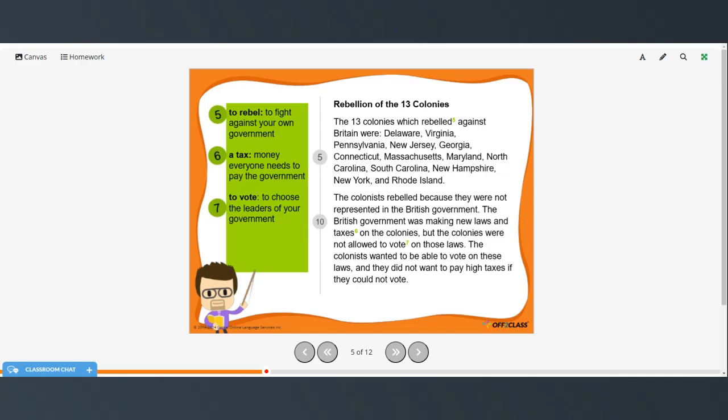The colonists rebelled because they were not represented in the British government. The British government was making new laws and taxes on the colonies, but the colonies were not allowed to vote on those laws. The colonists wanted to be able to vote on these laws, and they did not want to pay high taxes if they could not vote.